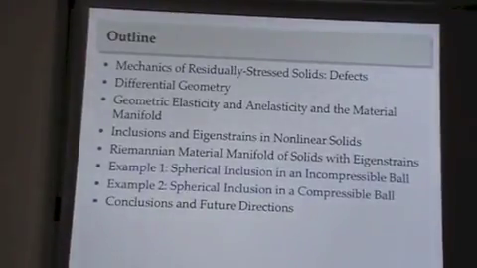Marcelo already talked about geometry, so very briefly, a couple of things. And how we see geometric elasticity and anelasticity, and material manifold. Then inclusions and eigenstrains in nonlinear solids. Overwhelmingly, everything is linear, starting with the work of Eshelby that I'll be mentioning. So you will see a very explicit example of a Riemannian material manifold here.